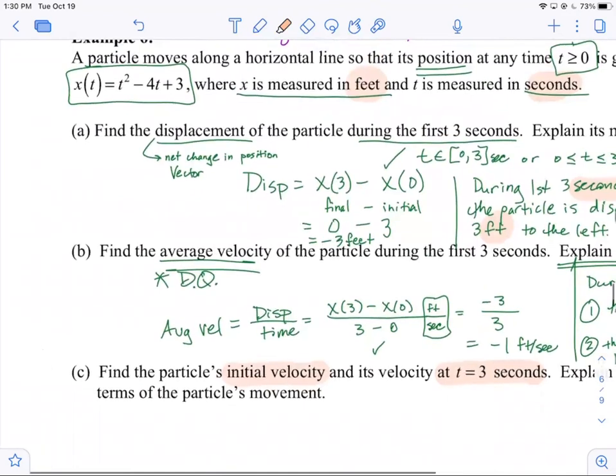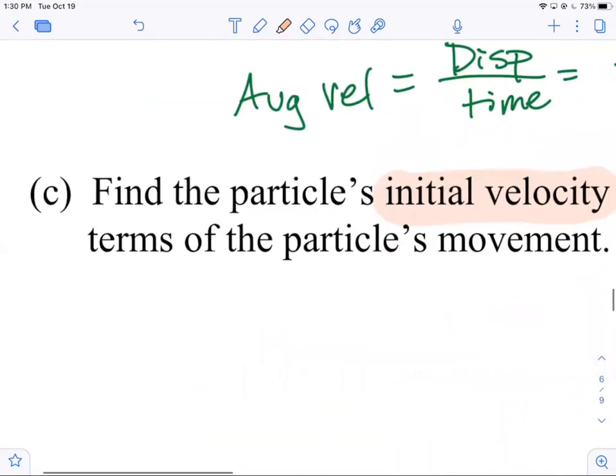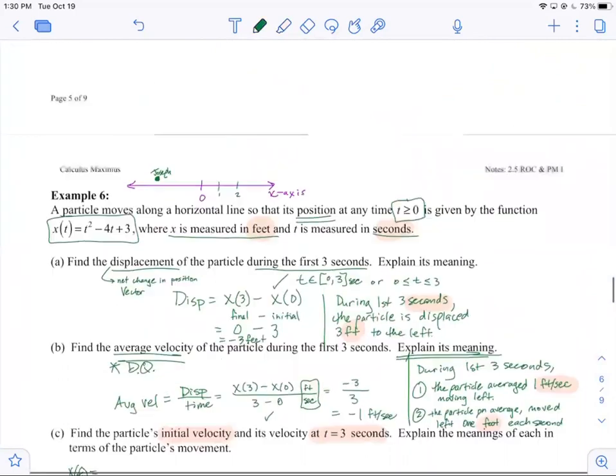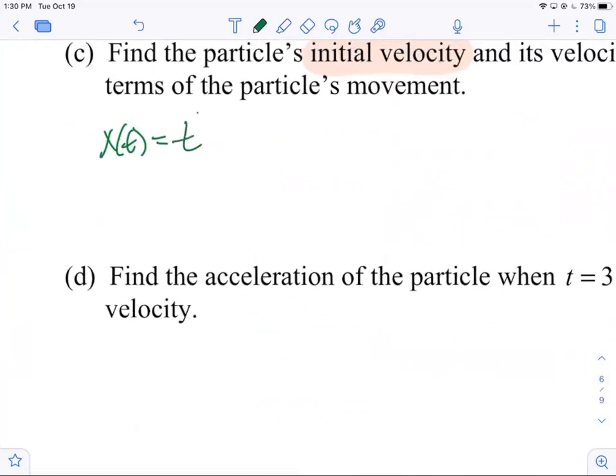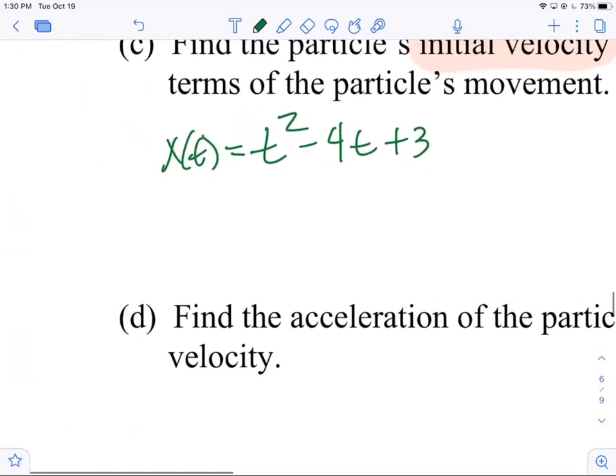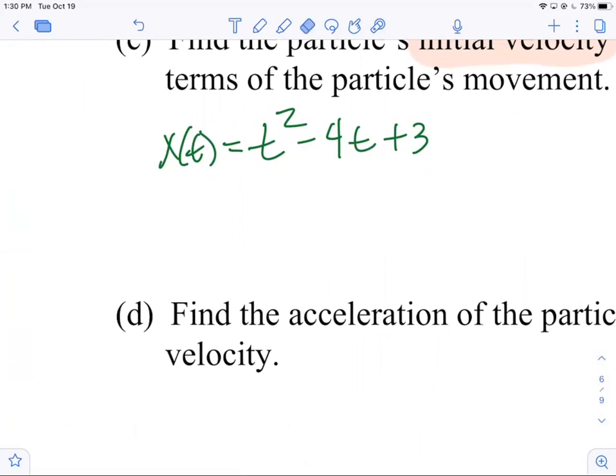Well, before I can find v of 3, I need to find v of t. So let me go ahead and bring this x of t from above, t squared minus 4t plus 3. How am I going to get the instantaneous equation for velocity? The derivative, right? Now, you don't have to put d/dt out front. If you want, you can, but it's implied. When you put x prime of t, that's the very least that you need to show, because that indicates what you're doing, right? I'm going from x of t to x prime of t.